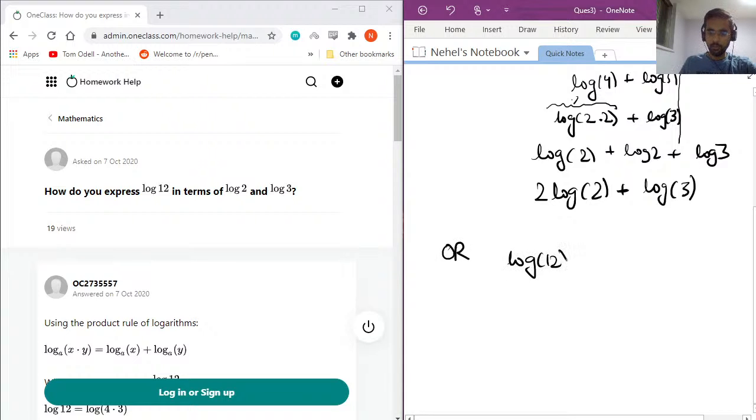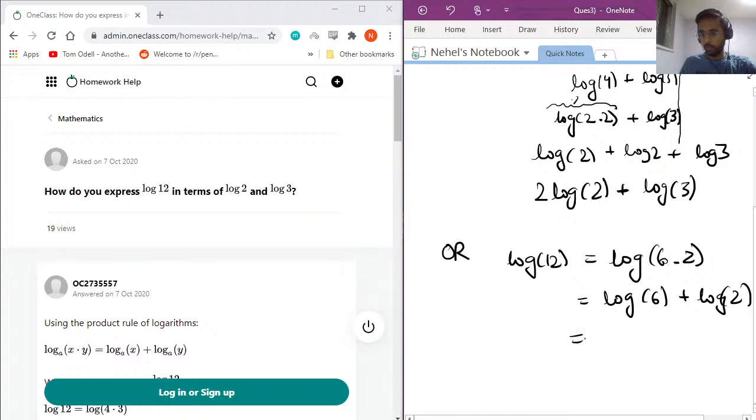Now the second way which we are going to solve it, we can say log 12 is equal to log of 6 times 2, which would give us log of 6 plus log of 2. Now again, since we need to get it in terms of log 3 and log 2, we can say log of 6 is nothing but log of 3 times 2. And then as you can see, we are coming back to our original. So this would split into log 3 plus log 2. And then we would get the final answer as 2 log 2 plus log 3.